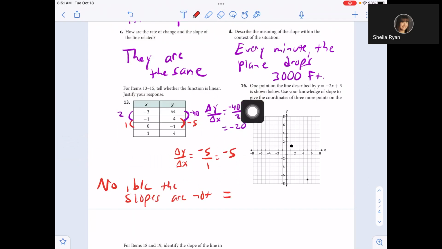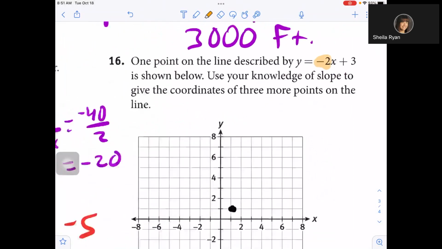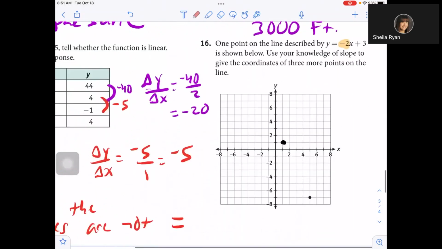Okay, number 16, one point on the line described by y equals negative 2x plus 3 is shown below. Use your knowledge of slope to give the coordinates of 3 more points on the line. We know that our slope is the coefficient of the x. So our rise over run is negative 2.